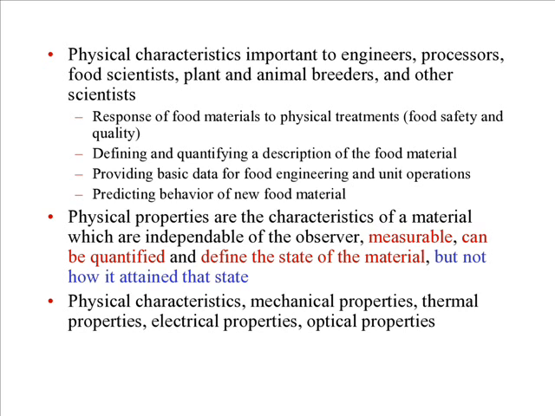Physical properties are the characteristics of a material which are independent of the observer, measurable, can be quantified, and define the state of the material, but not how it attained that state. Physical characteristics, mechanical properties, thermal properties, electrical properties, and optical properties are all the different ways that we look at different materials.